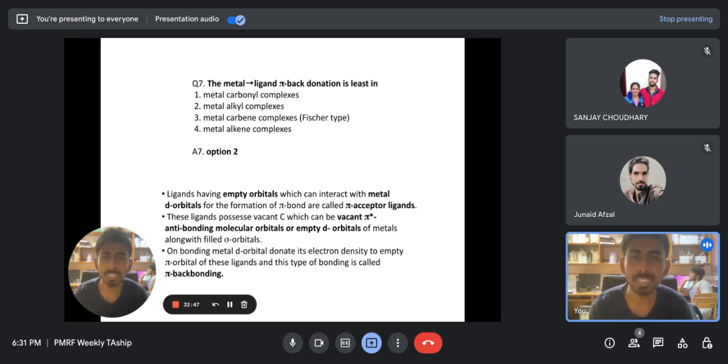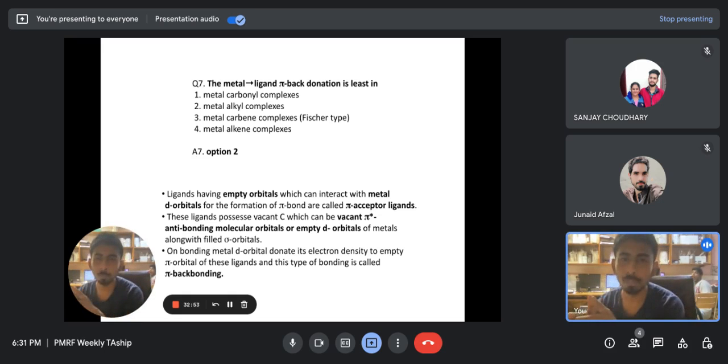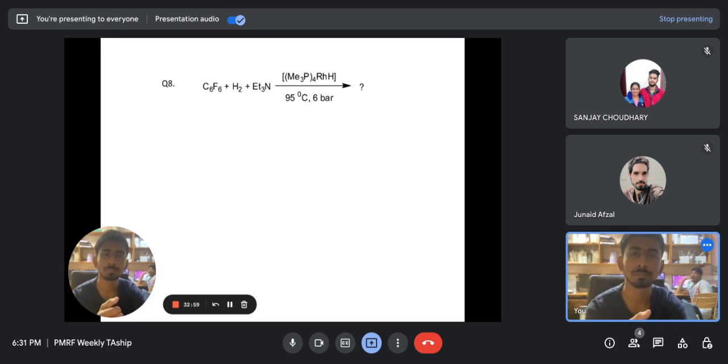That's why in case of these metal alkyl complexes, the metal to ligand pi donation is the least, whereas in case of metal carbonyl complexes, the metal to ligand pi back donation is the most favorable one.